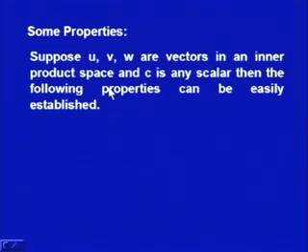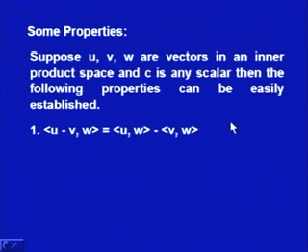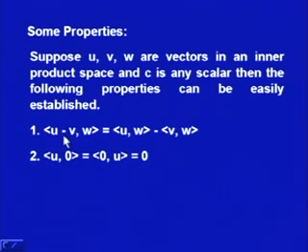Now, we discuss some properties of norms and distances. Suppose u, v and w are vectors in an inner product space and c is any scalar. Then the following properties can be easily established. The first property is that the inner product of u minus v and w is the inner product of u comma w minus the inner product of v comma w. Previously we had addition here, now we have subtraction. The second is that the inner product of u comma 0 is the same as the inner product of 0 comma u, and this is always 0.